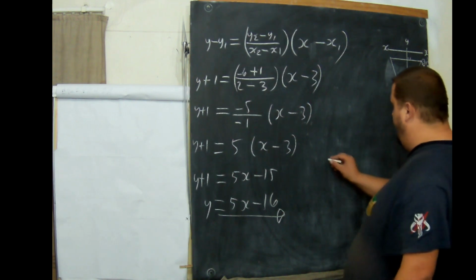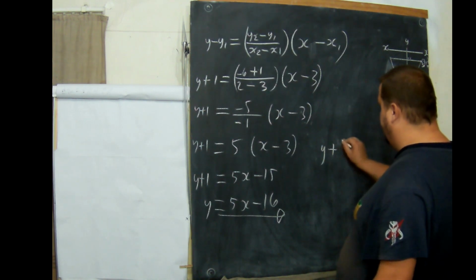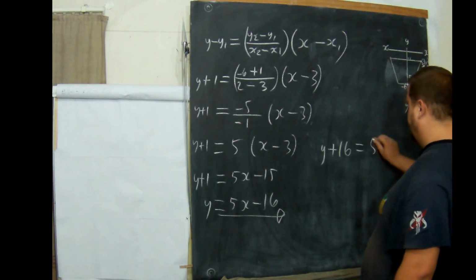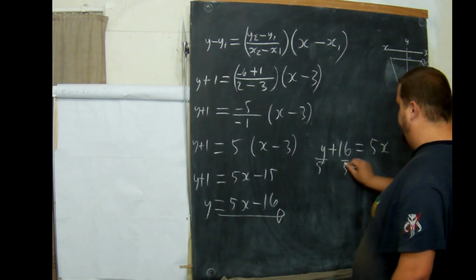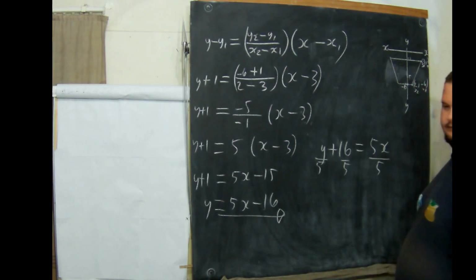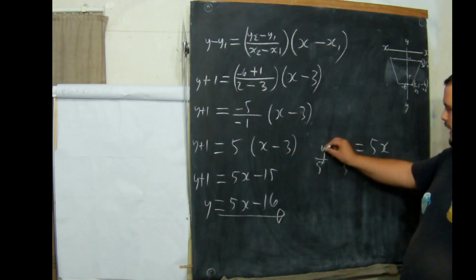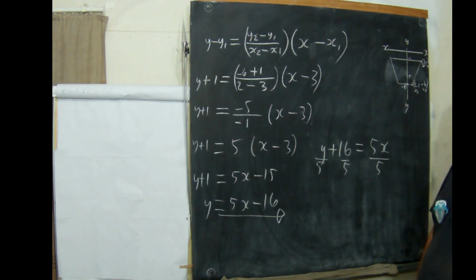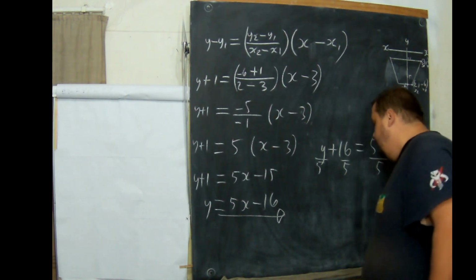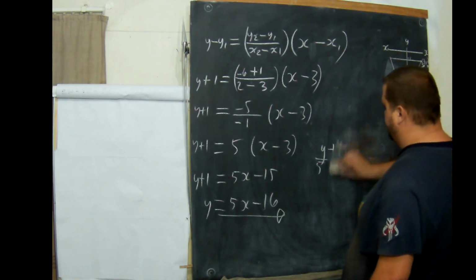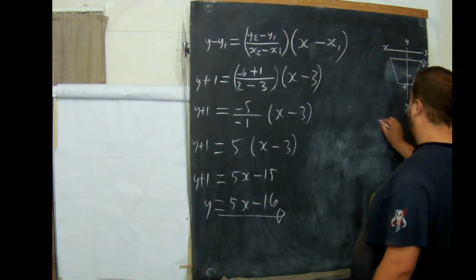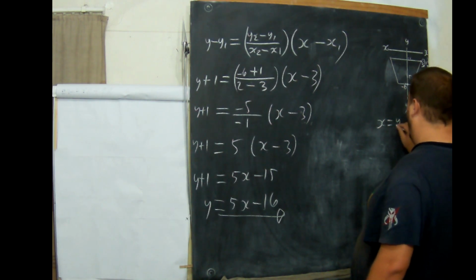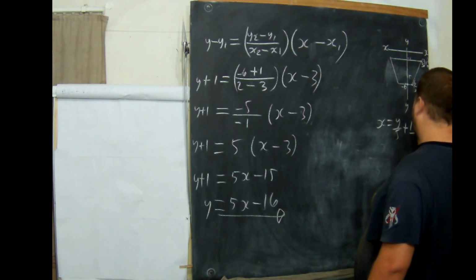So, y plus 16 equals 5x. Then divide by 5, divide by 5, divide by 5. So we're left with y over 5 plus 16 over 5. Right, so we need x. Because for this particular case, we need x is equal to y over 5 plus 16 over 5.